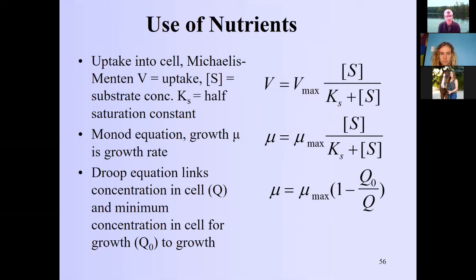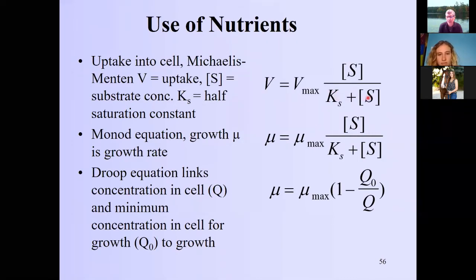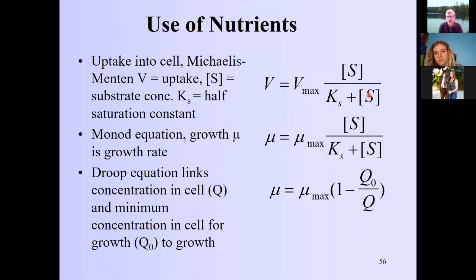And we can look at the first one, just straight uptake. And so the uptake is V, and it's a function of the maximum uptake and the substrate concentration. Could this be ammonium or phosphate? Substrate concentration, and these square brackets mean the concentration around a variable oftentimes. A half saturation constant, which is also a concentration, and then the substrate concentration.